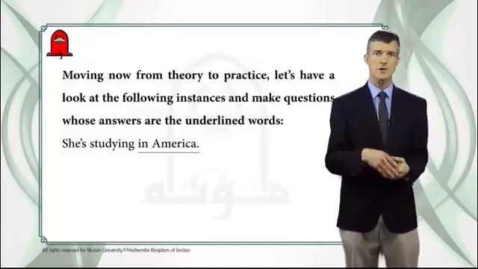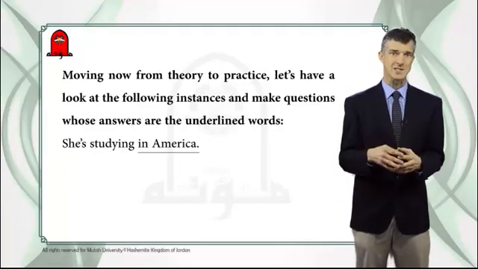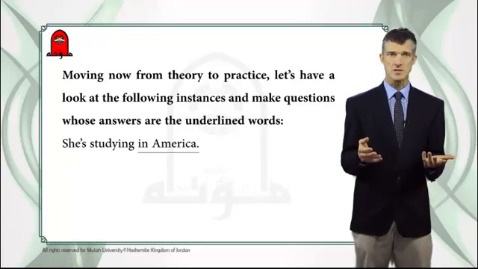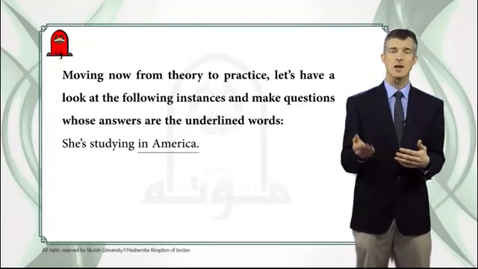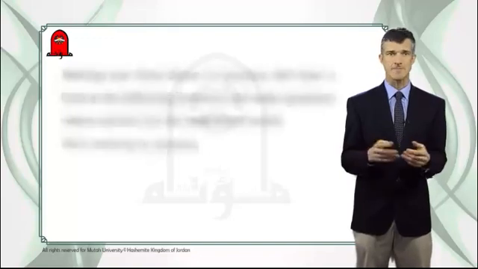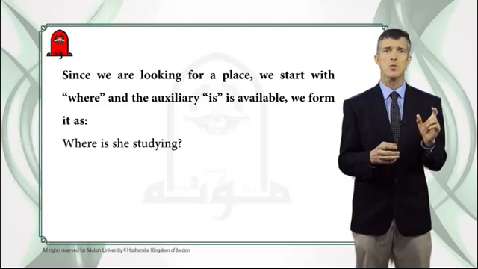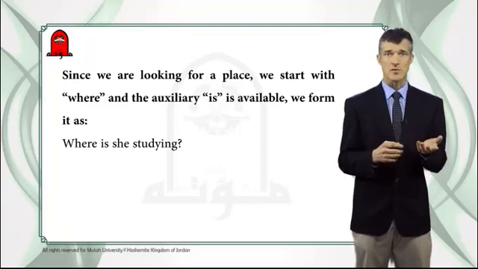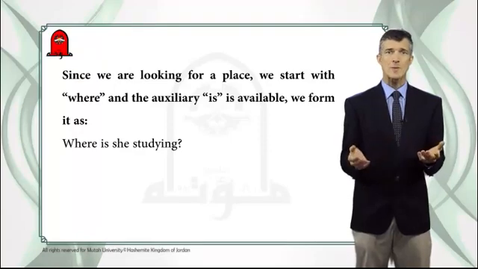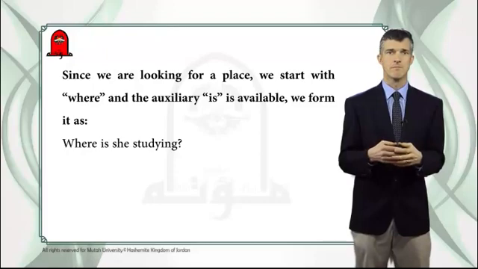Moving now from theory to practice, let's have a look at the following instances and make questions whose answers are the underlined words. She's studying in America. Since we are looking for a place, we start with where. And the auxiliary is available. We form it as, where is she studying? In America.